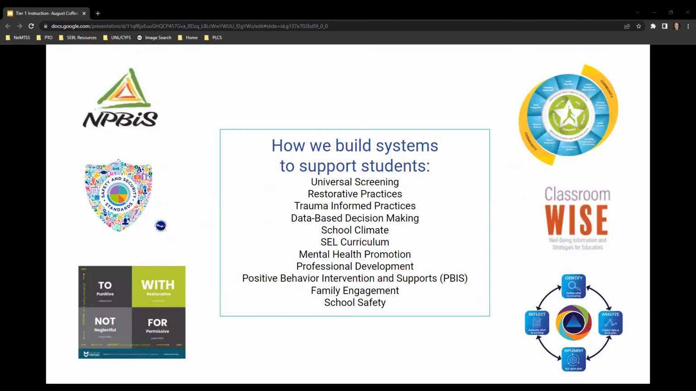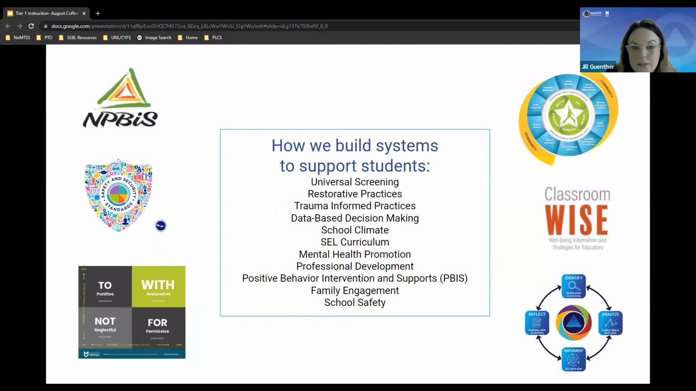Here are just some different examples of how we build those systems to support students. So we have some different pictures to represent some of those pieces. So we have the PBIS, the Nebraska PBIS. We have that Classroom Y. So especially when we're looking at mental health promotion, that is a great resource. If we're looking for ways to build that into our system, that is a great resource there.